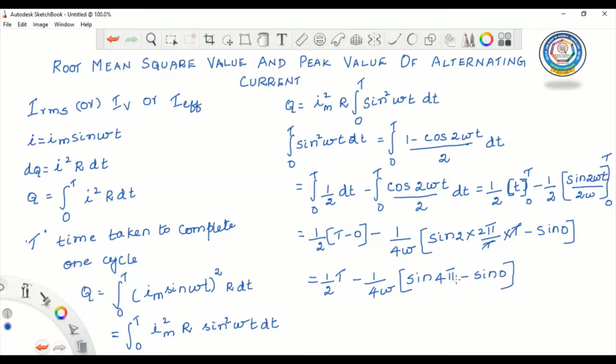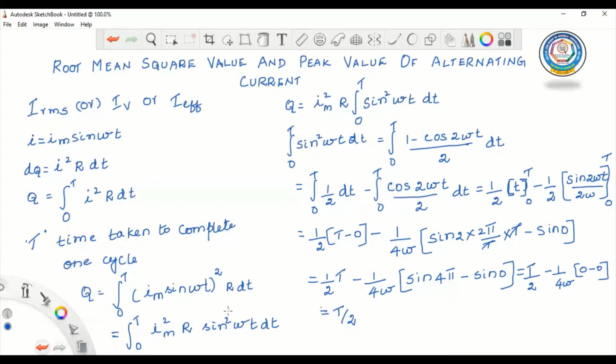Okay, so actually the whole term will become 0 because sine 4 pi is also 0 and this is also 0. So the remaining term you will get as I'll write here, children. So t by 2 minus 1 by 4 omega into 0 minus 0. So the integral part will become only t by 2, right? So when you integrate this, the final answer will be only t by 2.